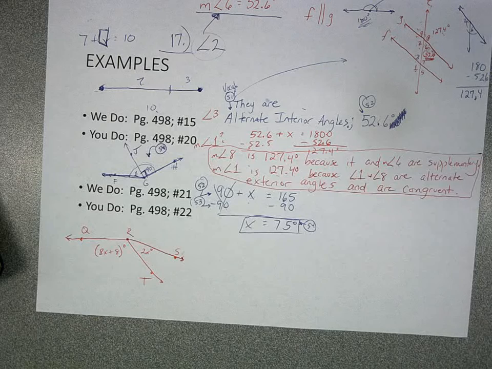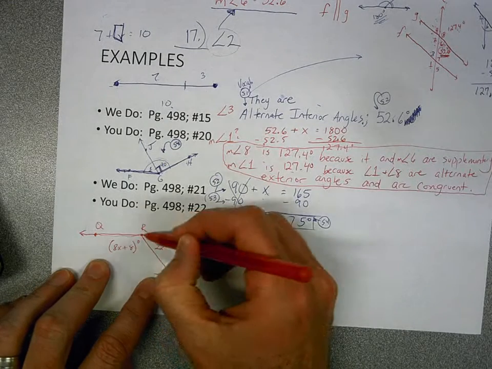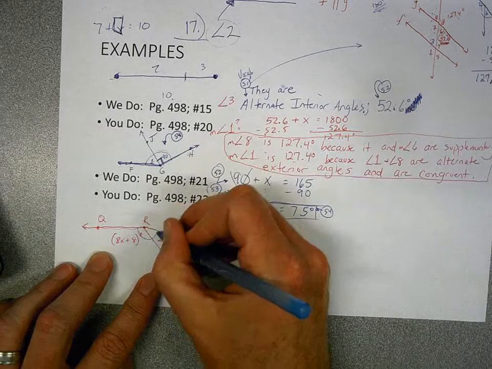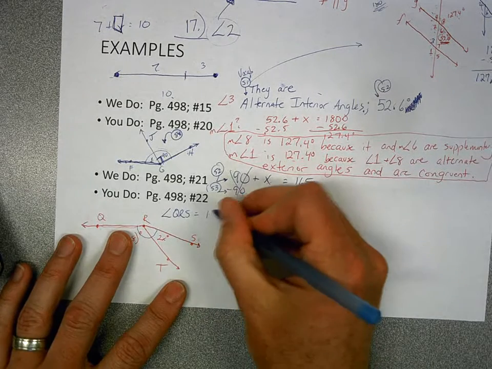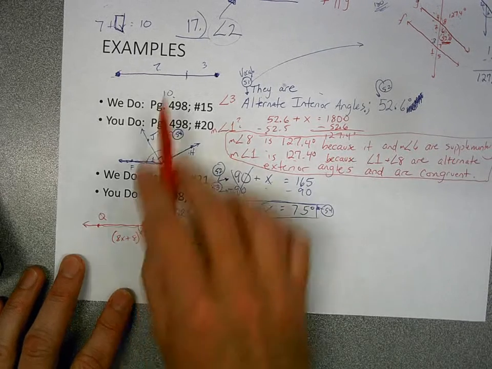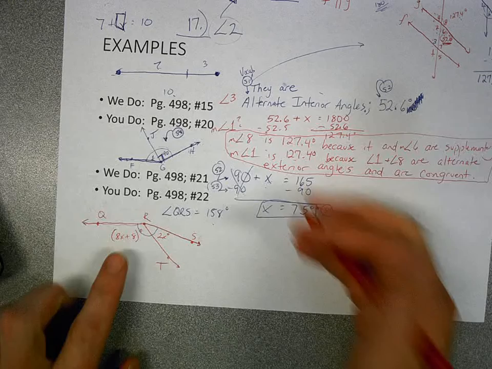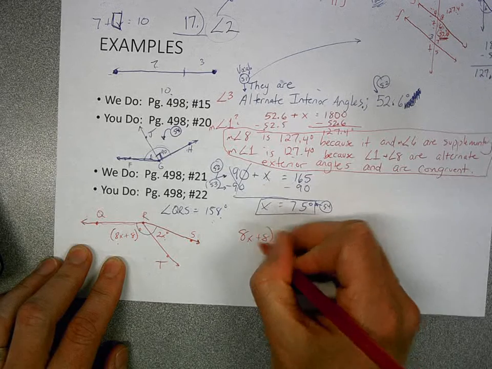Here we go. It says, if the measure of angle QRS is 158 degrees, find the measure of angle TRS. So first of all, it tells us QRS, meaning this whole angle here, that whole thing, was equal to 158 degrees. So what that tells me is that both of these added up, kind of like the line segment question, is going to equal that. So I'm going to write this plus this equals that. 8x plus 8 plus 2x equals 158 degrees.